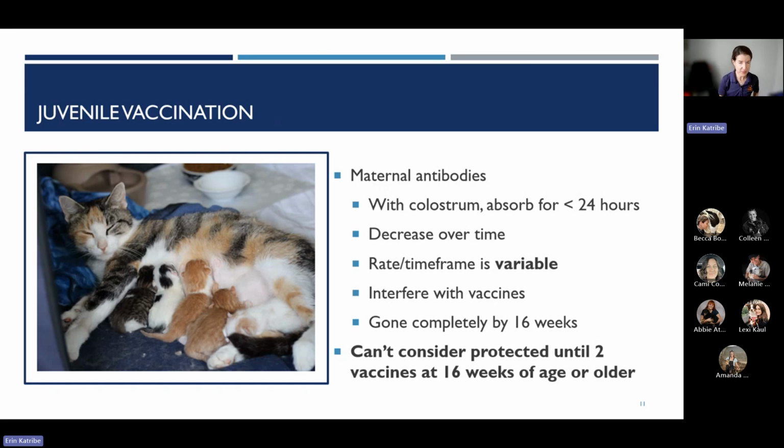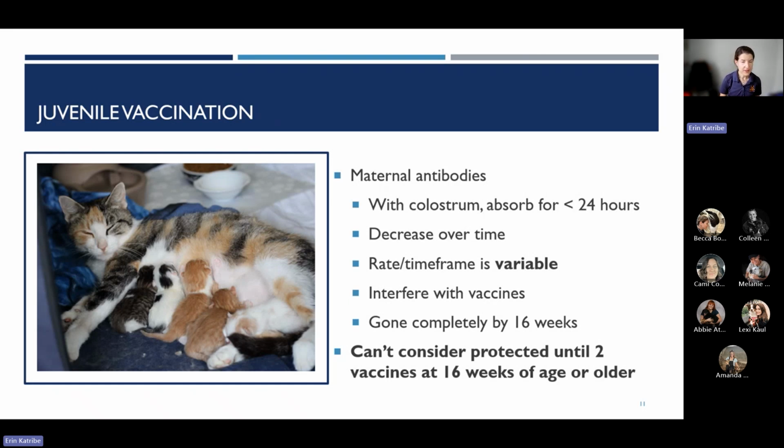Because the amount that each puppy or kitten gets can be different, how fast those maternal antibodies go away is variable. While those antibodies are high enough, they provide protection, but they also interfere with our vaccines. And so the vaccines that we're giving, if maternal antibodies are hanging around, are not going to provide that long-lasting protection that we want them to.